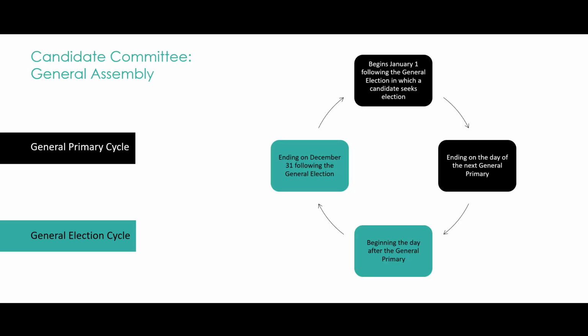Moving on, the election cycles for candidates for the General Assembly are similar to candidates elected in the general election with one small difference. The election cycle for a General Assembly candidate resets at the next legislative election, regardless of whether the candidate's term is up. As such, the general primary cycle begins January 1st following the general election and continues until the date of the next general primary. Following immediately after, the general election cycle begins the day after the general primary and continues until ending on December 31st following the general election.